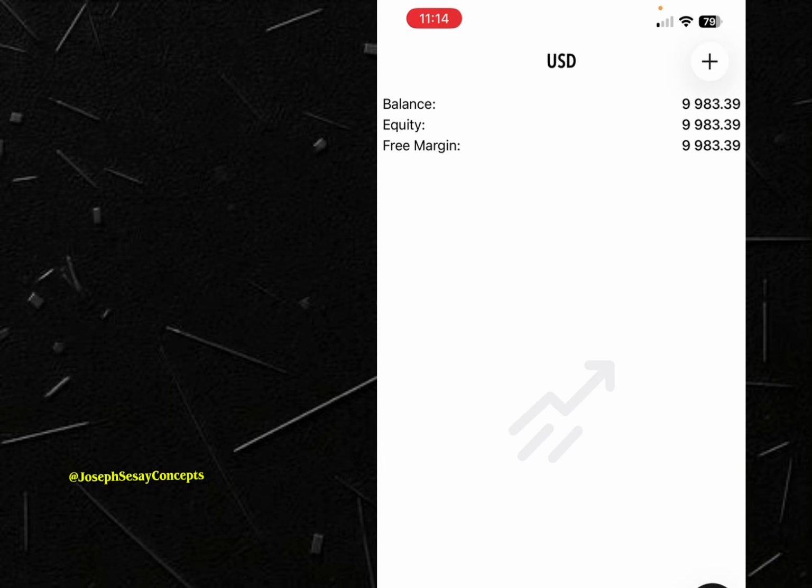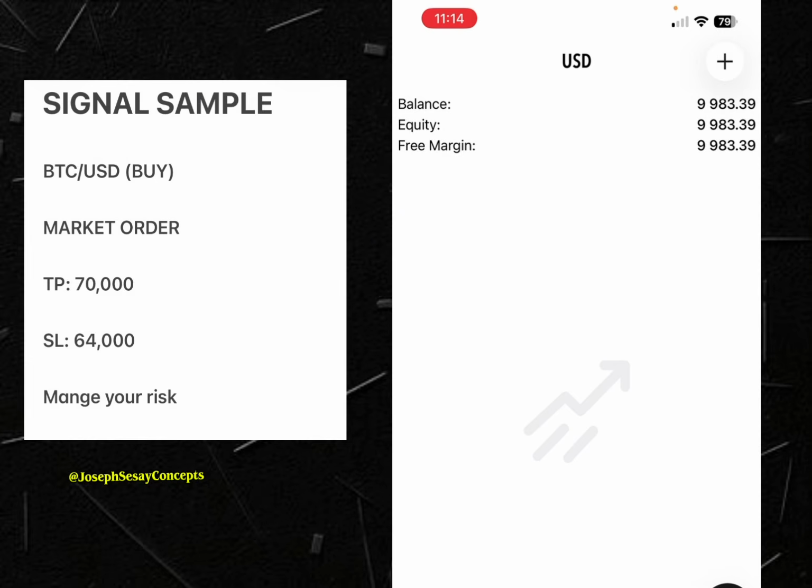So now let's say you receive a signal like this: BTC USD buy, and also market order. The take profit, TP, is there, the SL is there, and you also see manage your risk. I'll break this down step by step so you understand. The MT5 is completely free. Go to the App Store or Google Play Store and install this, and watch my previous video on how you can create and verify your Deriv account and connect to the MetaTrader 5. The link is in the description, or check my playlist.